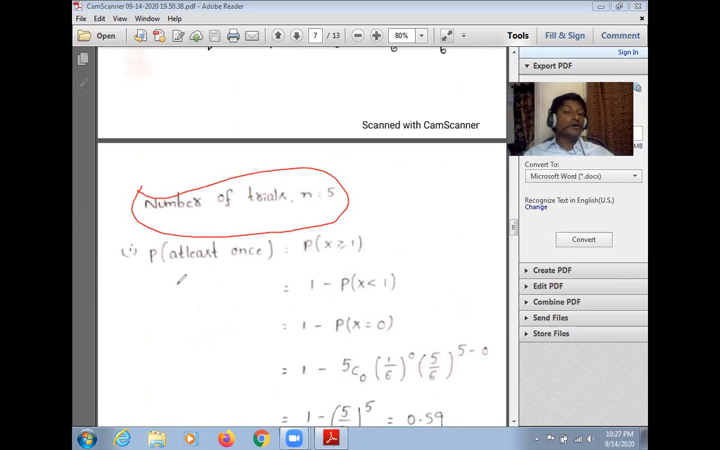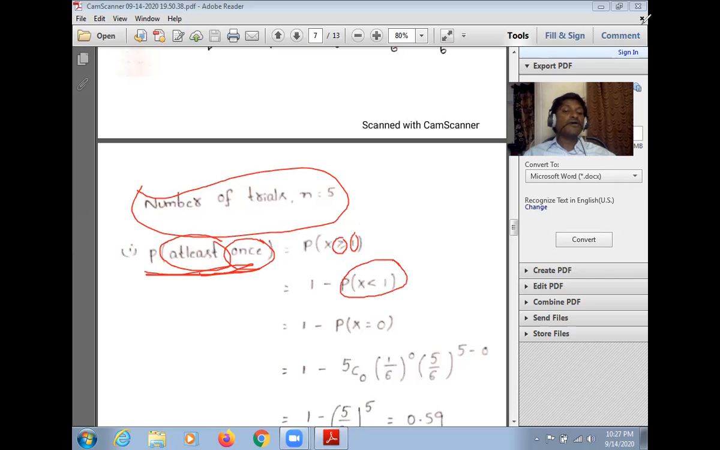Now coming to the question. What they asked here is at least once. The same terminology will appear till the end of the paper. At least is nothing but greater than or equal to, so we wrote that. And once is nothing but 1, so we wrote that here. So simply what we wrote is 1 minus P of x less than 1.